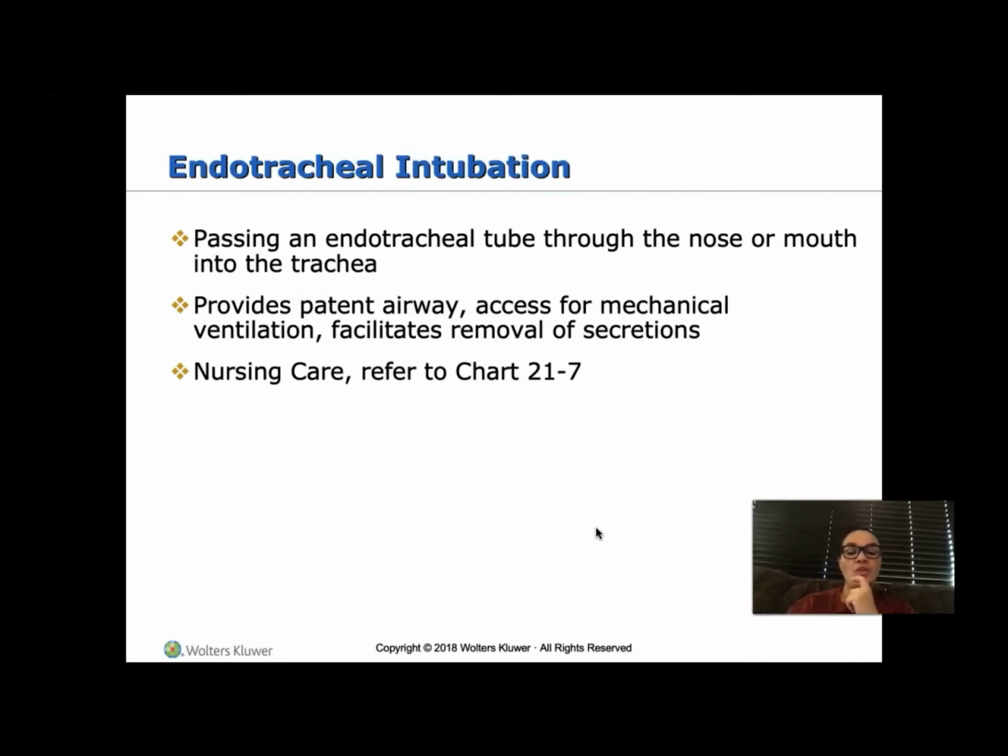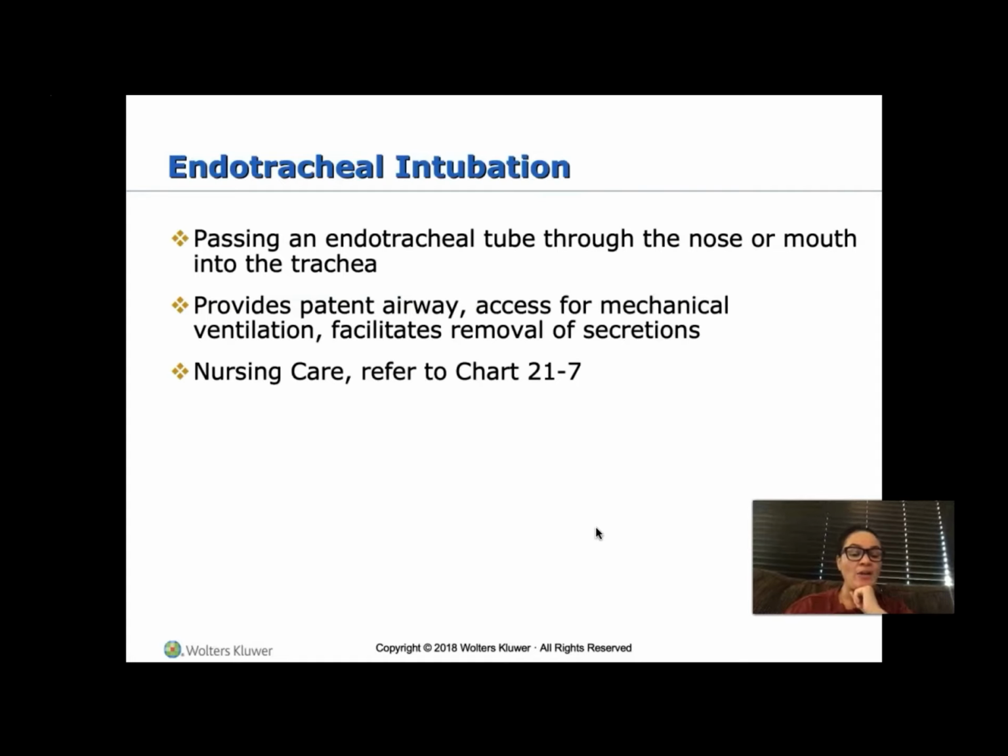So we need to make sure the airway is always patent, in the same place. That balloon is in place. Our patient is comfortable and sedated. Even if they're sedated, we need to do a pain assessment to make sure that they are comfortable. Assess for mechanical ventilation. So this tube needs to be set to something to breathe for them.